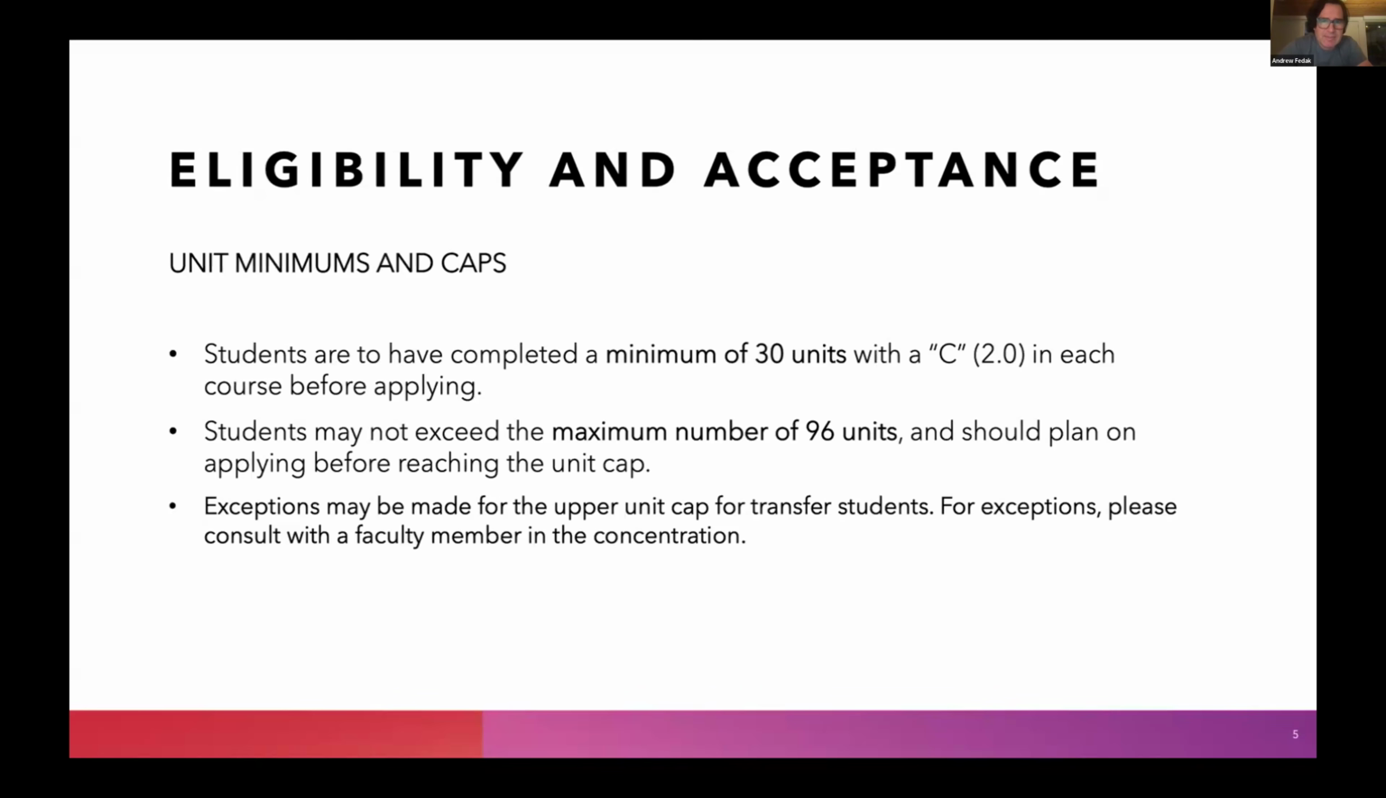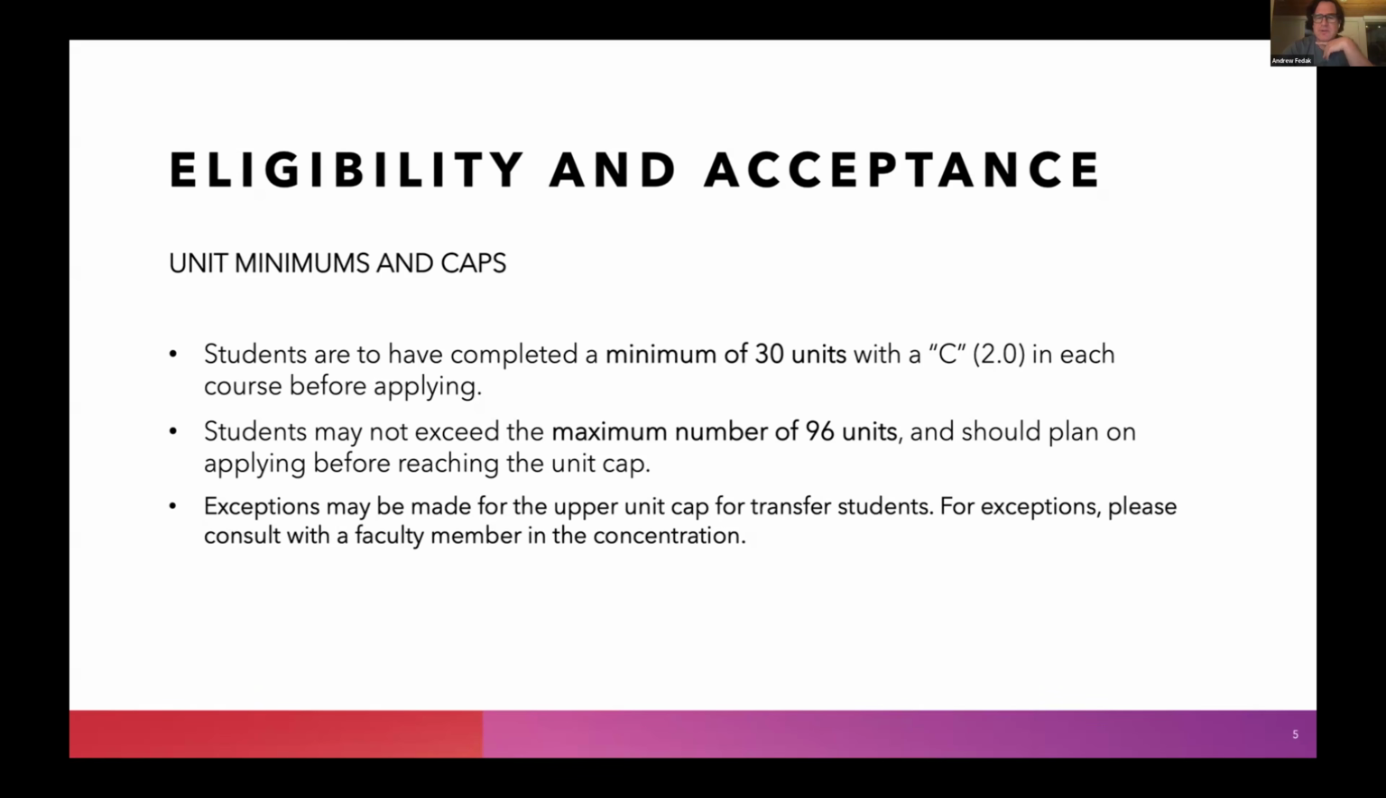One of the things is unit caps. This really, I think, scares a lot of students, but it's really important that we talk about it. Students have completed a minimum of 30 units, so you need to have a minimum of classes. You have to have these core classes that you've passed, the 103, 104, 107 A and B, and 117, and then also 30 units total. But generally, by the time you finish those other classes, you'll have 30 units.